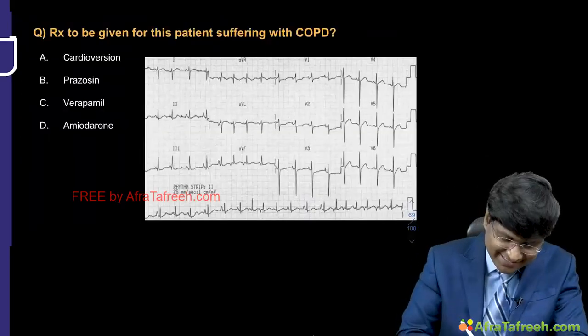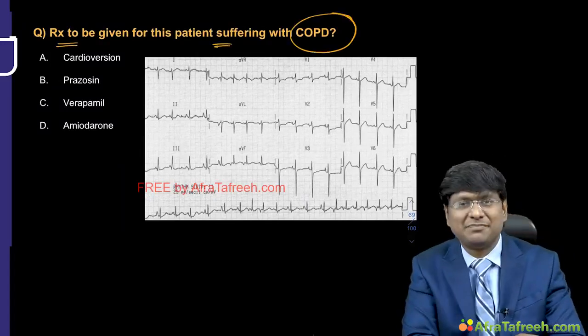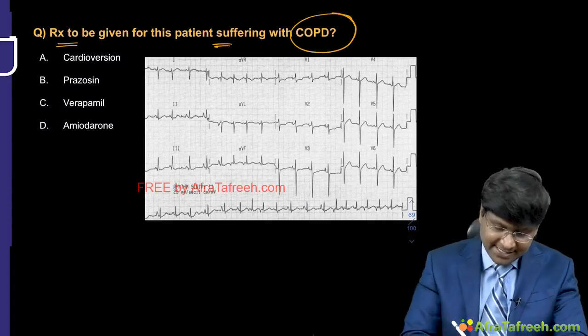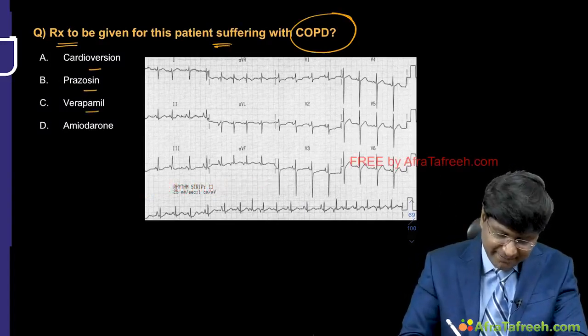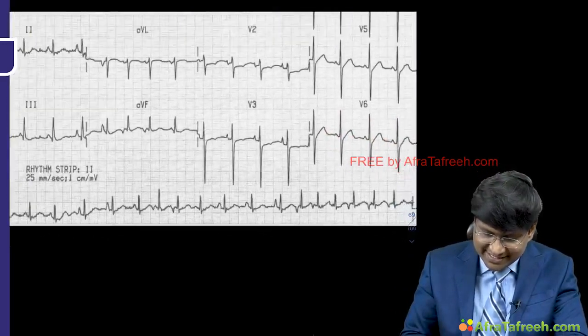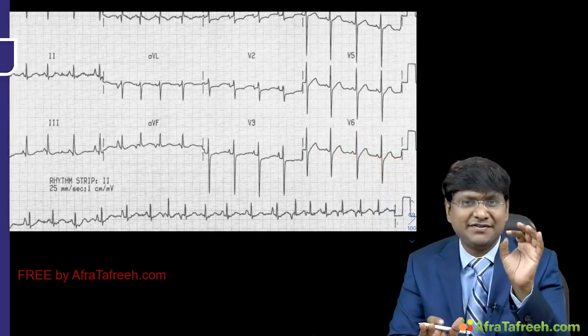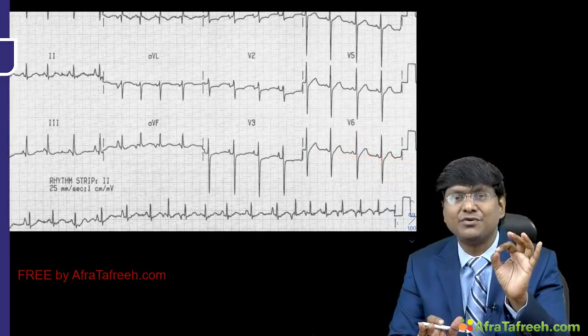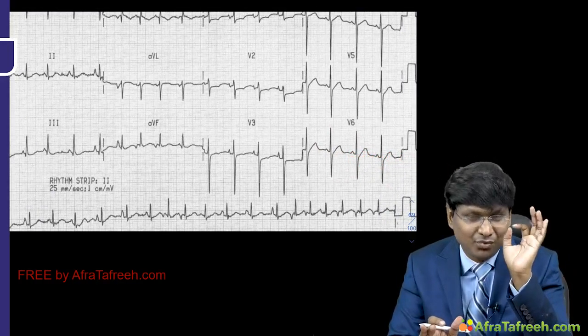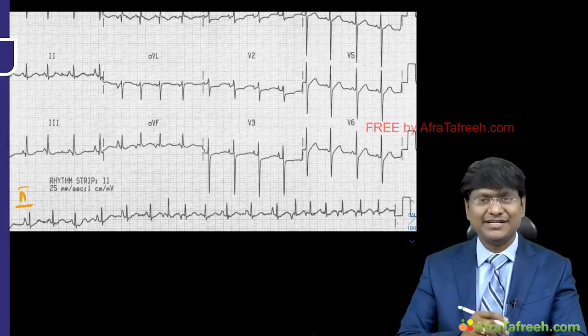So if you see the treatment to be given for this patient suffering with chronic obstructive pulmonary disease, the options are cardioversion, prazosin, verapamil, amiodarone. Now, you see this ECG, let me just zoom this. Yes. Whenever you are seeing the ECG, first thing what you need to look for? You need to look for the rhythm strip. What is the rhythm strip? That will be your lead 2.